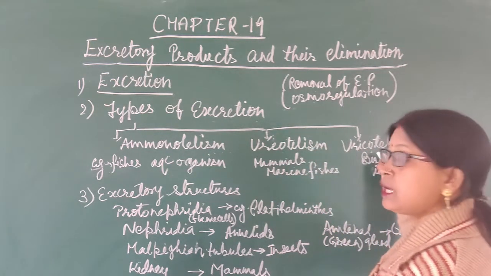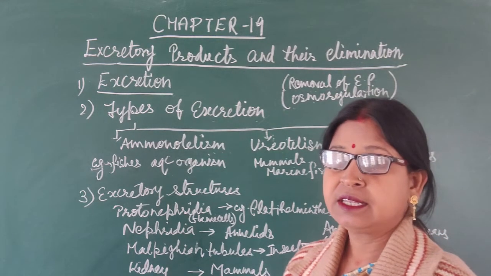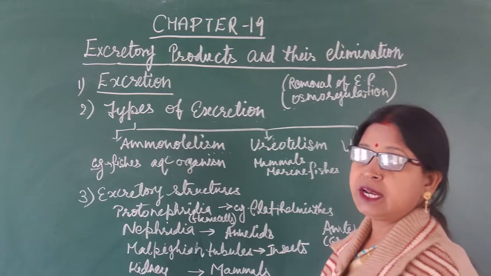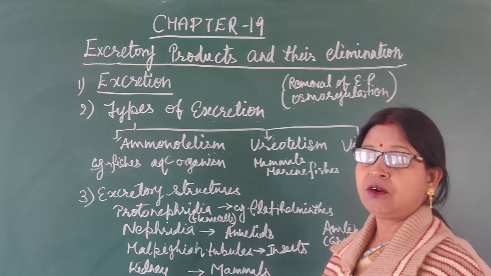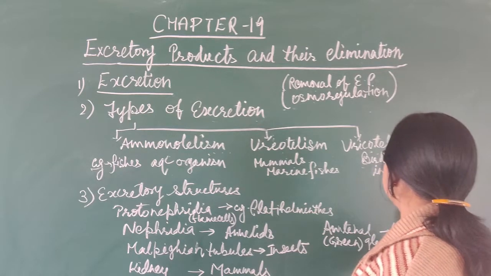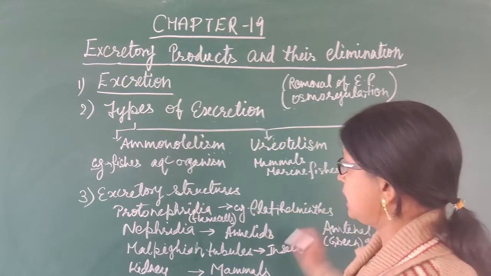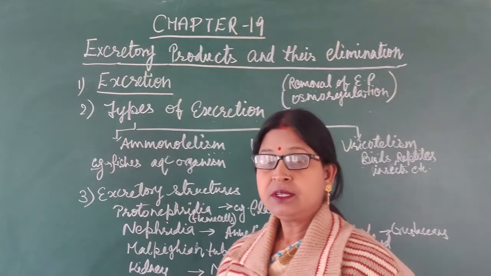Then uricotelism. Here uric acid is the product which is eliminated outside. That's why it is known as uricotelism, but the organism is known as uricotelic. For example, birds, reptiles, and some of the insects exhibit uricotelism type of excretion.